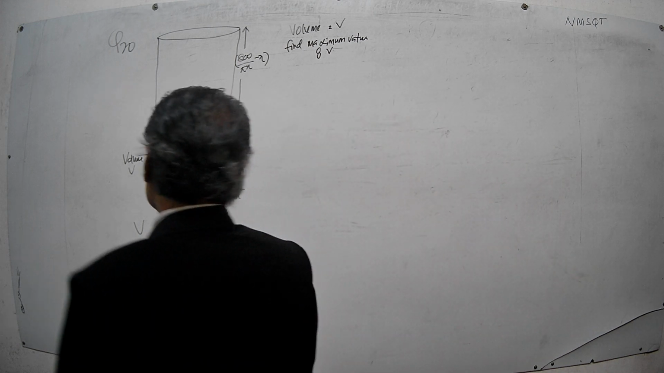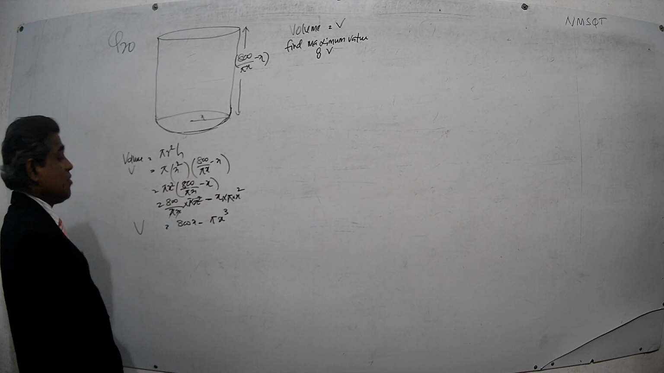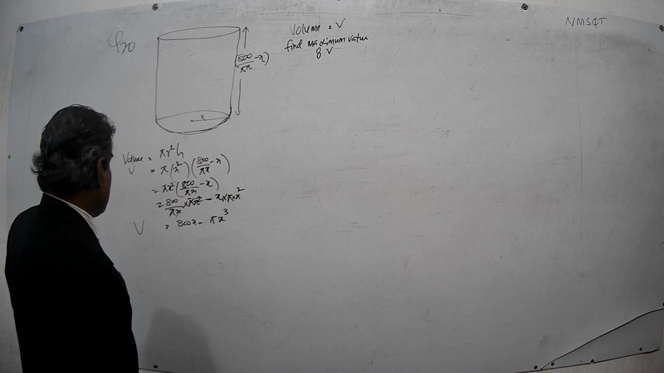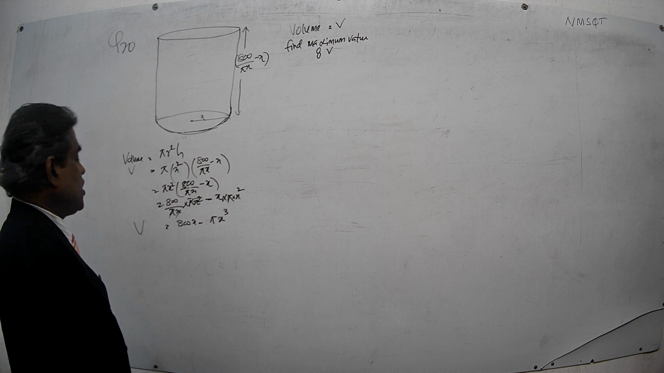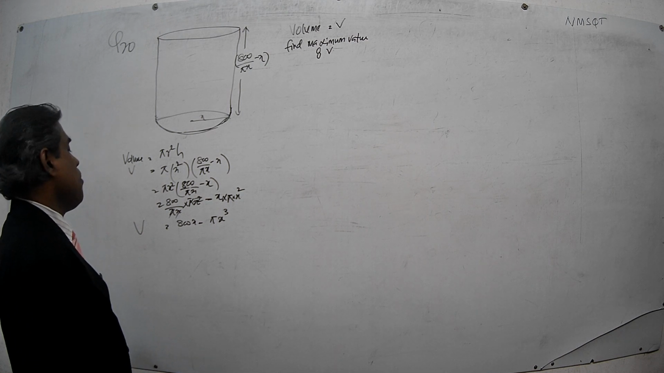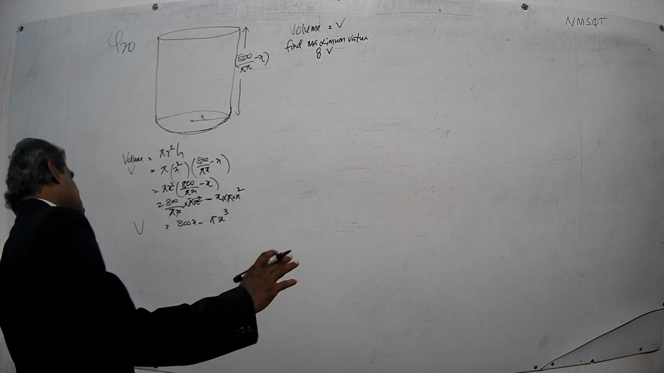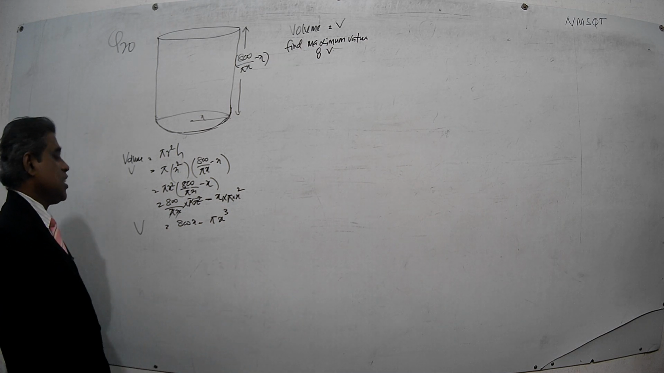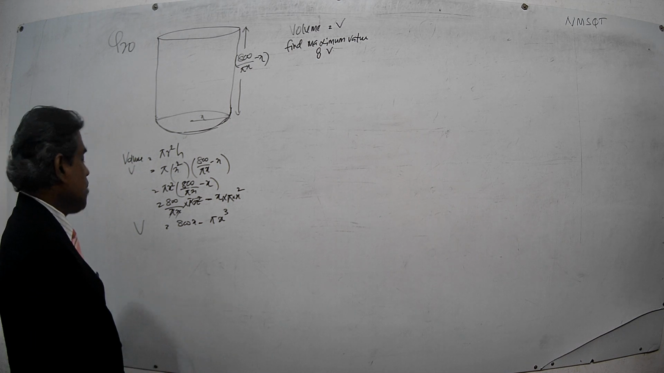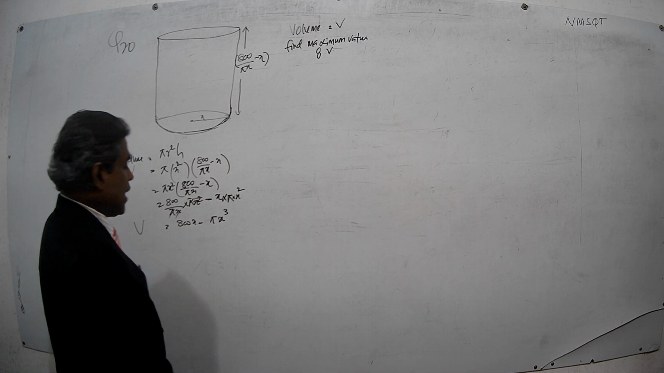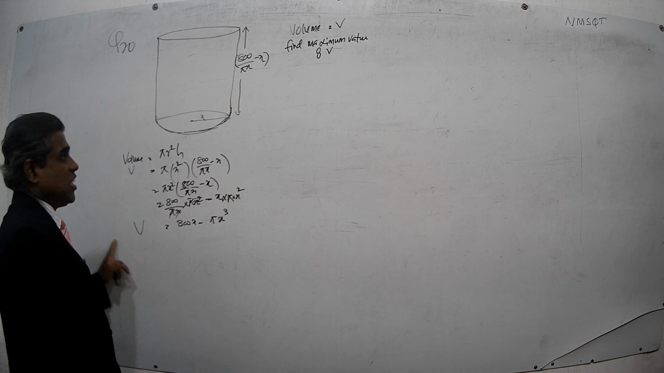For that we use differentiation techniques to find the maximum value of V. First of all, we have to find the x value at which the volume of the cylinder is maximum. For finding that x value, we apply differential calculus. Then we will first differentiate this.